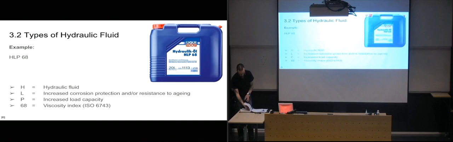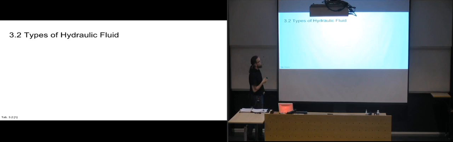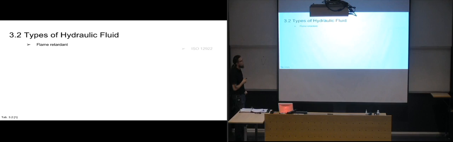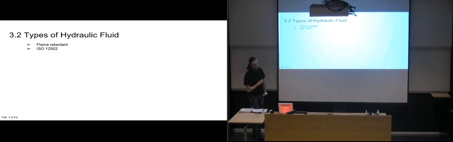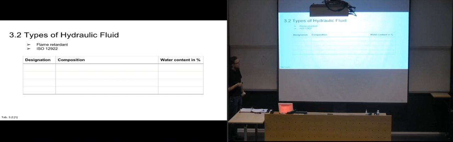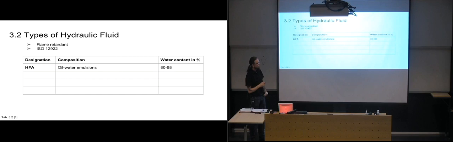So then we're over on the flame retardant hydraulic fluids. Those are described in the ISO 12922. And here we have four of them that we're going to look at. So we have the HFA, which is composed of oil and water emulsions.